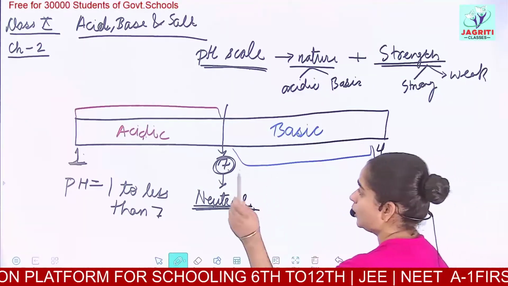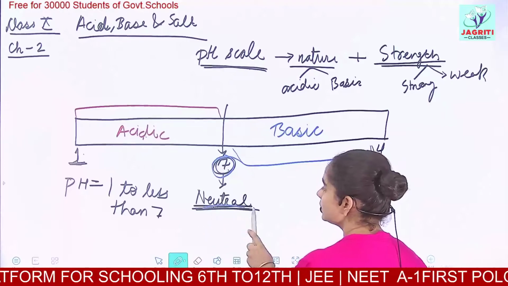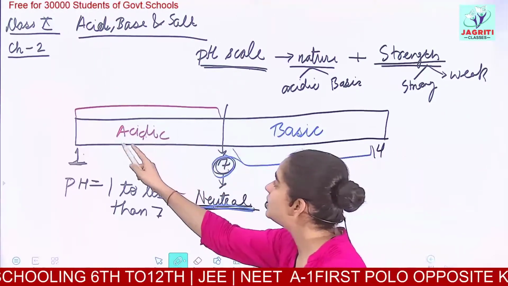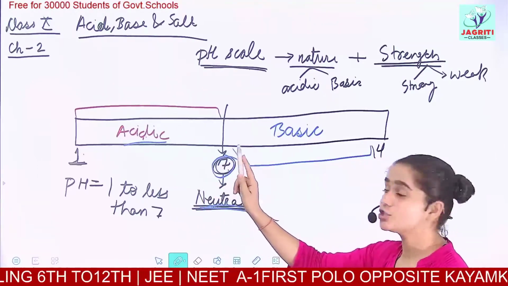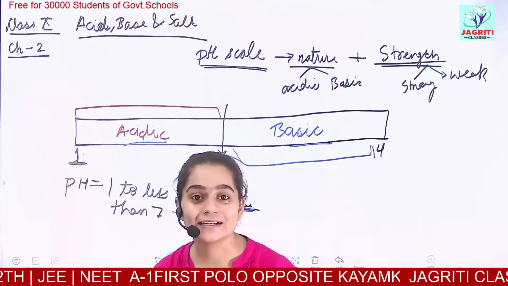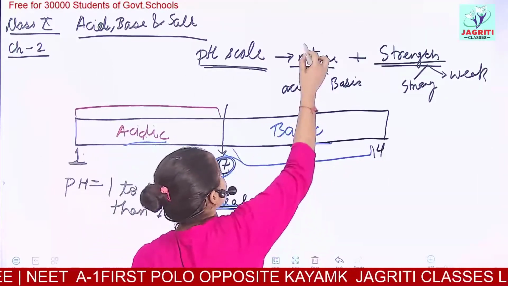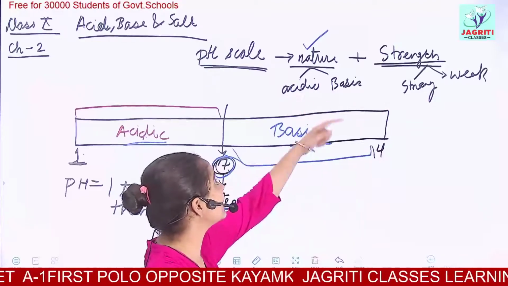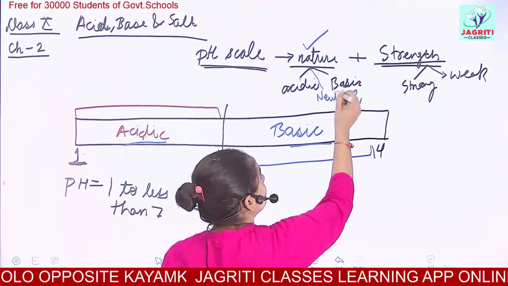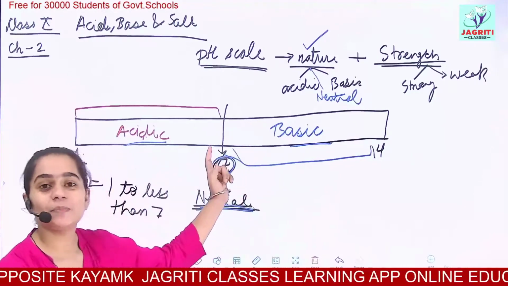And exactly 7 gives us what? Neutral solutions. So the solutions having pH less than 7 are acidic, and the solutions showing pH more than 7 up to 14 are basic. This gives an idea about the nature of the solution, that is, is it acidic, is it basic, or is it a neutral solution. You can determine it by using the pH scale.